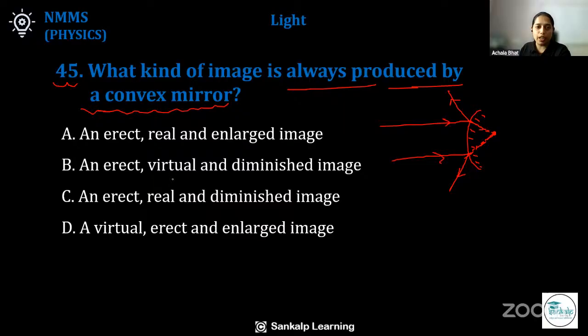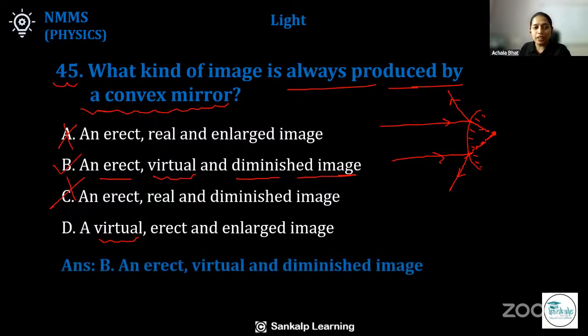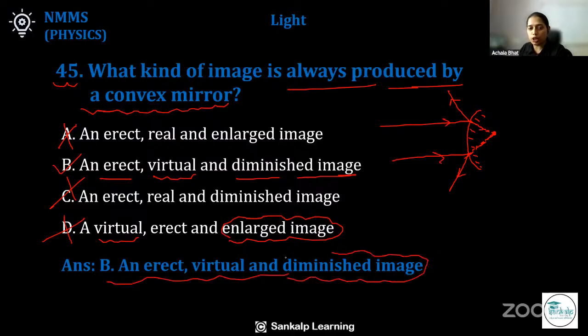Virtual. Okay, we have virtual in two options. We can eliminate option A and option C. Erect and virtual, correct. And diminished image. Yes, option B is correct. It doesn't form an enlarged image. It always forms a diminished image. Therefore, the correct option is option B. An erect, virtual, and diminished image is formed by a convex mirror.